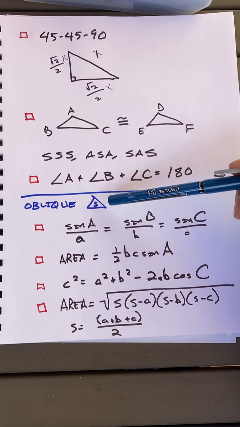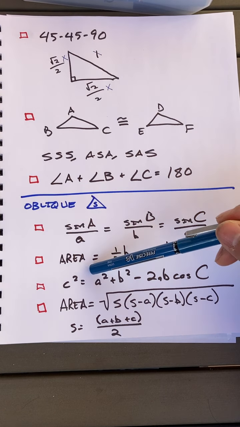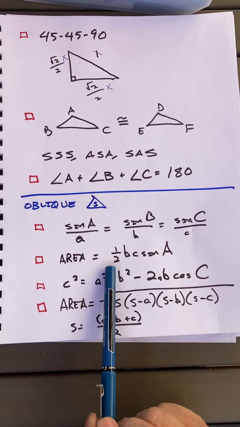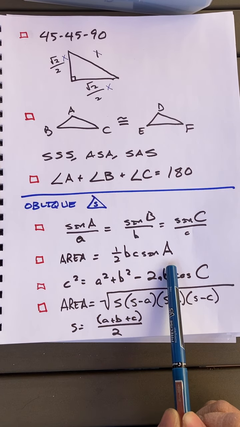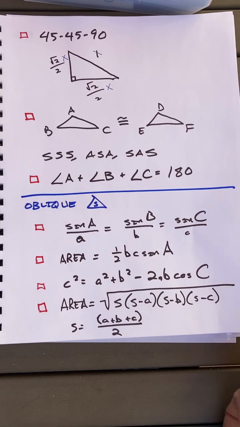This is the law of sines. Sine A over a equals sine B over b and sine C over c. We got a new area formula, which is 1/2 bc times the sine of angle A. Notice this angle is a different letter from these two. Makes it easier to remember.